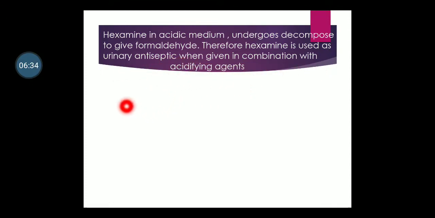We have to make the urine acidic so that the hexamine or urotropin will get decomposed and reconvert into what it is made up of, that is formaldehyde, releasing the 6 molecules of formaldehyde. That formaldehyde acts as an antiseptic to prevent infection in the urinary tract, as a urinary antiseptic.